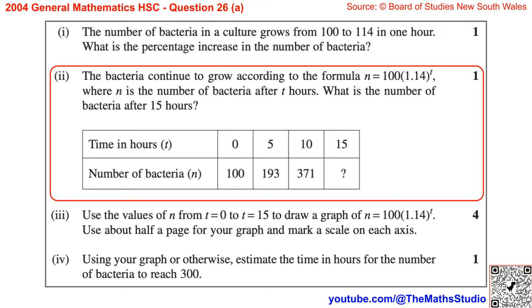Part 2. The bacteria continue to grow according to the formula n equals 100 times 1.14 to the power of t, where n is the number of bacteria after t hours. What is the number of bacteria after 15 hours?